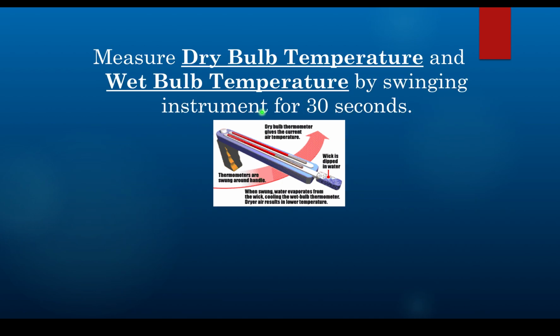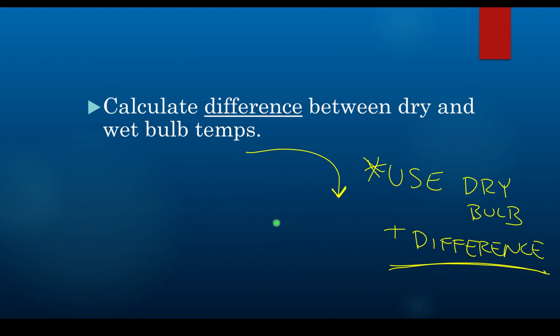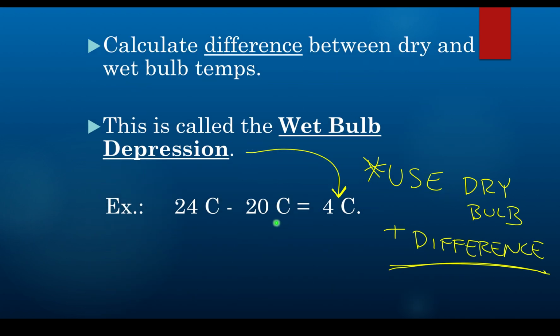As we mentioned really quick, we use the sling psychrometer for about 30 seconds. We swing it around, and then we determine the two temperatures and calculate the difference. The dry bulb, as I mentioned, is always going to be warmer than the wet bulb. In this case, the dry bulb is 24 degrees Celsius. The wet bulb is 20 degrees Celsius. That gives me a difference of 4. So here is my difference of 4.